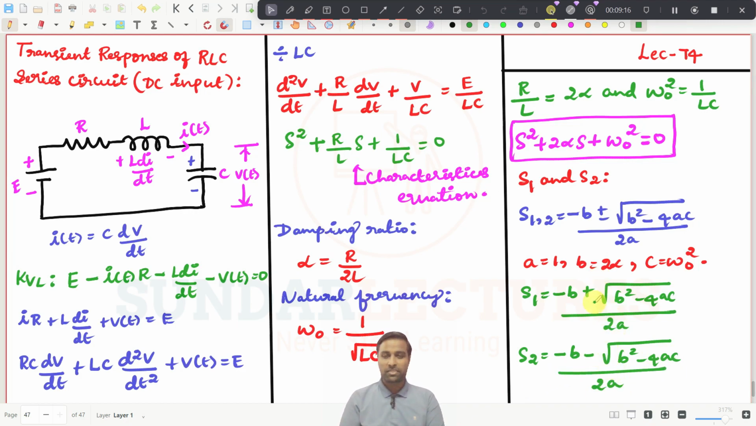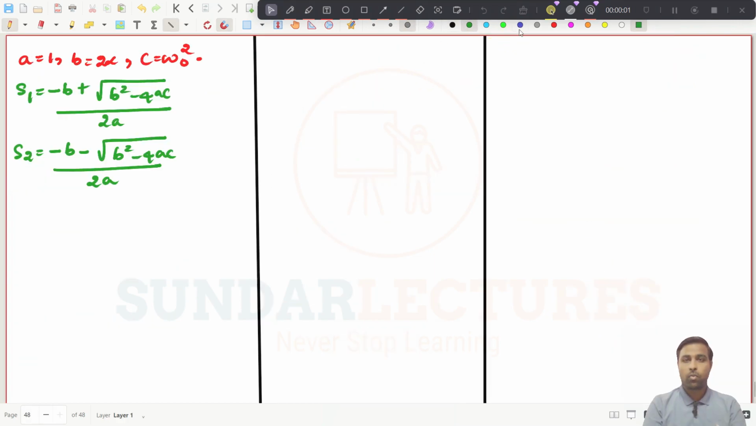These are the two terms. If you find one term, then obviously you can write the second term too. If it is minus B, then it will be plus. Anyhow, we are going to get S1 and S2. I will bring it to the next page. Now, you just try to substitute in this expression.